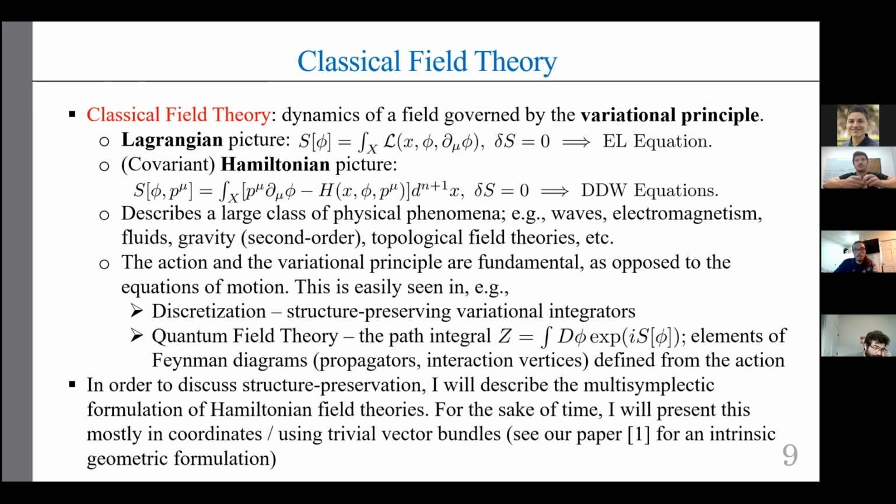There are two kind of equivalent pictures of classical field theory. One is the Lagrangian picture, where you look at this is space-time, this is the field value, and then this is the derivative of the field. And the stationarity condition gives you the Euler-Lagrange equations. Maybe I'll just write it: partial mu of dL. So this is the usual Euler-Lagrange equation.